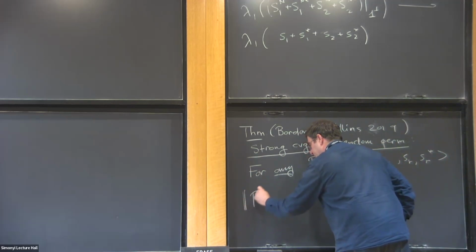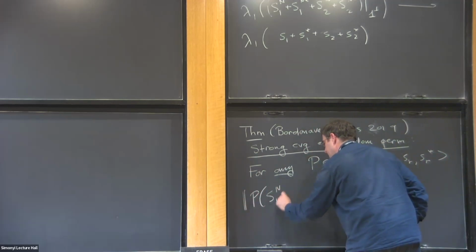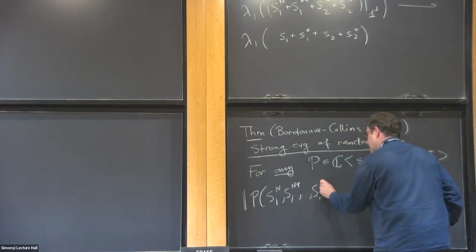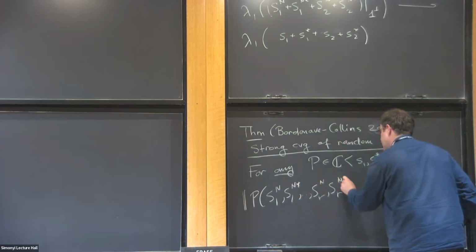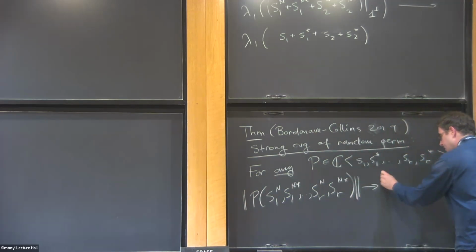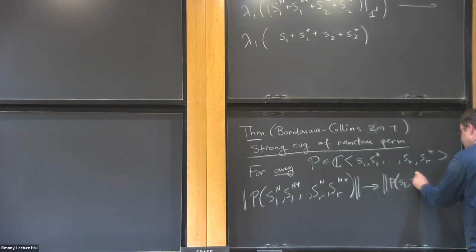the norm of P of S1n, adjoint, SRn, adjoint, converges as n goes to infinity to the norm of the same polynomial of these infinite dimensional operators.